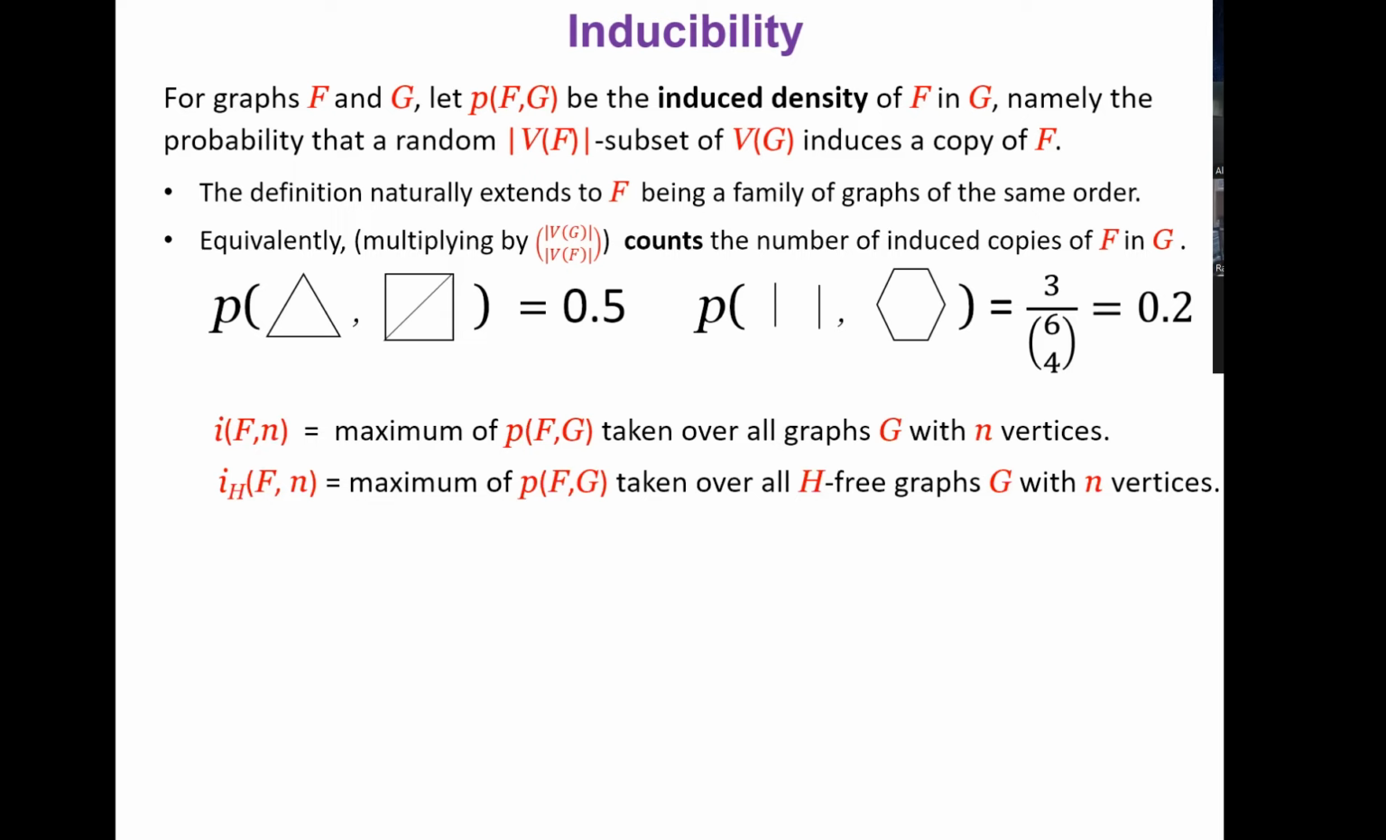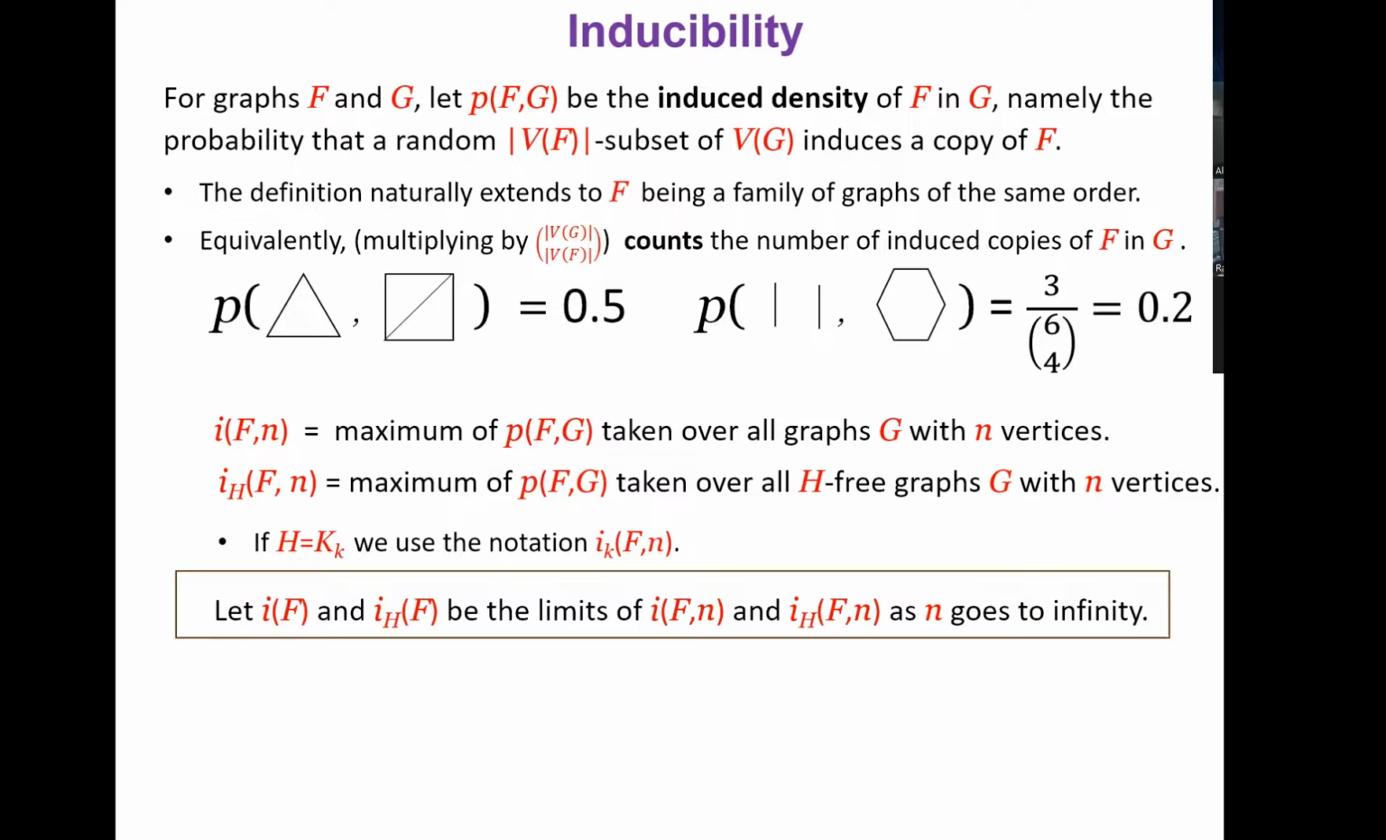Okay, so of course we are interested in what happens in the limit. So let us first denote by I(F,n) the maximum possible induced density of F over all graphs with n vertices. And similarly, let us denote by I(H,F,n) the same thing, but now over all graphs G with n vertices that do not contain H as a subgraph. And many times we are interested in the case where H is a clique, and then I'll just use the notation I(K_t,F,n). So for example, I(3,F,n) is the induced density over all triangle-free graphs.